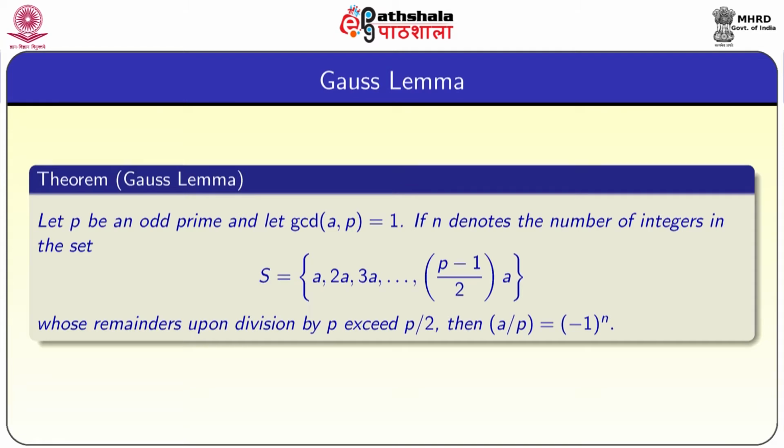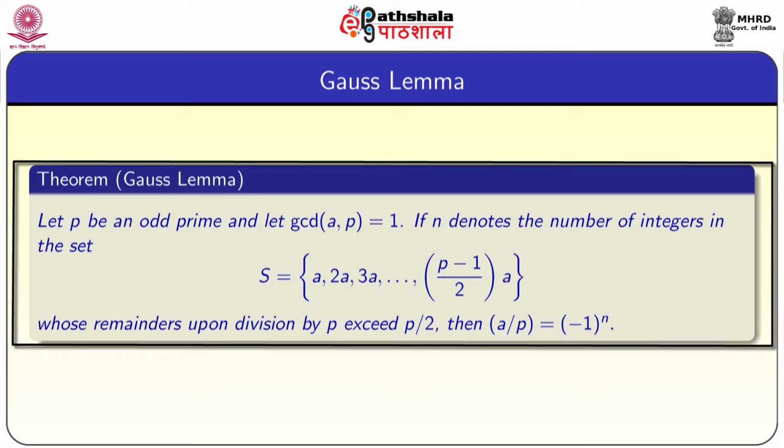So, first we are going to state what Gauss lemma is. Let P be an odd prime and let GCD of A comma P equal 1. If n denotes the number of integers in the set S equal to A, 2A, 3A and so on up to (P minus 1) by 2 into A, whose remainders upon division by P exceed P by 2, then the Legendre symbol A by P is equal to minus 1 whole power n.